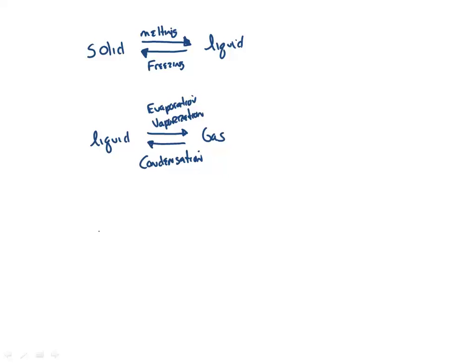And the last one, the one that's a little strange that most people don't really know about or think about, is that it is possible to go straight from a solid to a gas. The best example of this is dry ice, which most people have heard of. Dry ice is really just solid CO2, carbon dioxide. It's called dry ice because it goes straight from a solid to a gas and never turns into a liquid in between.